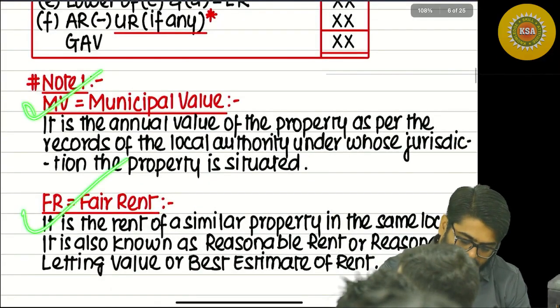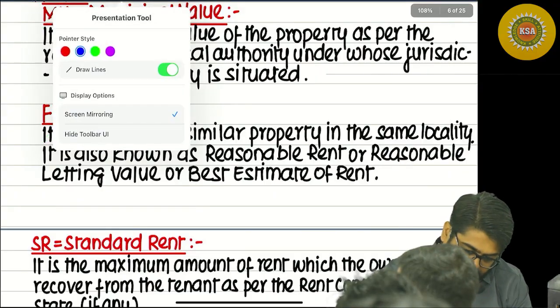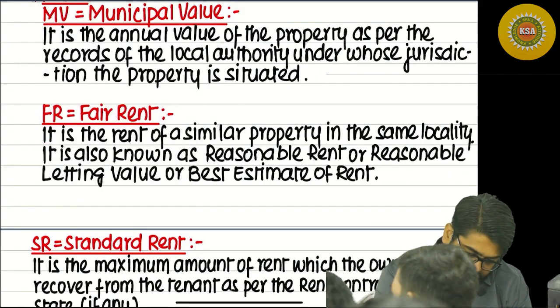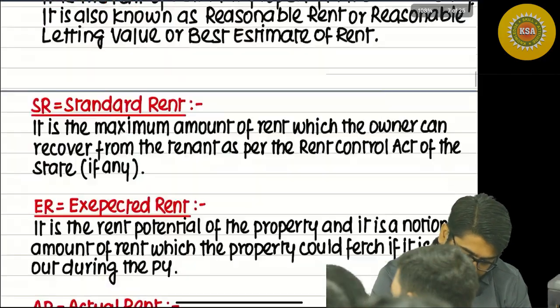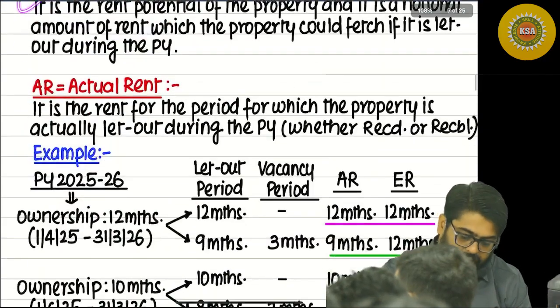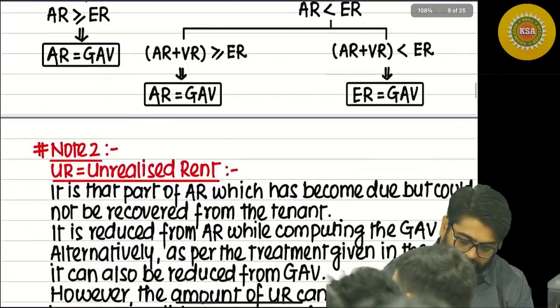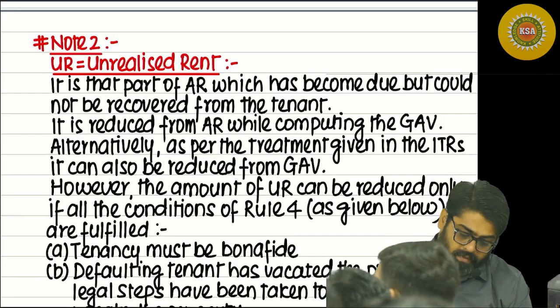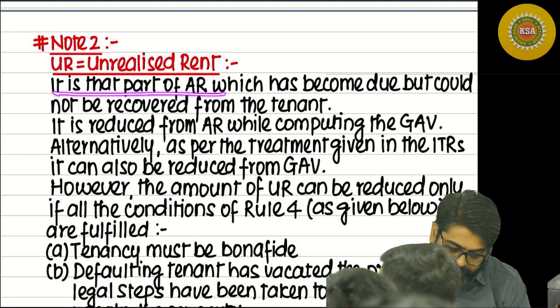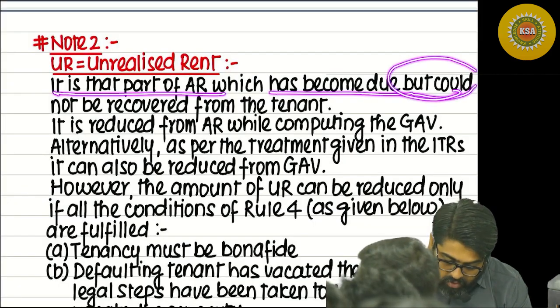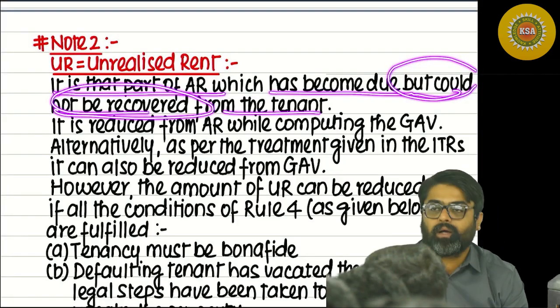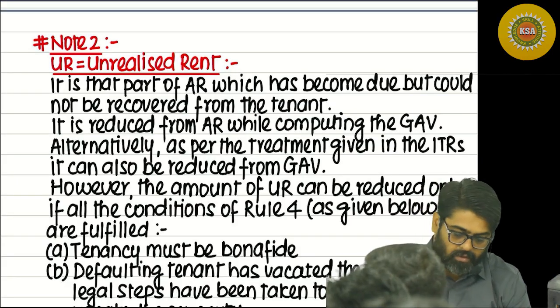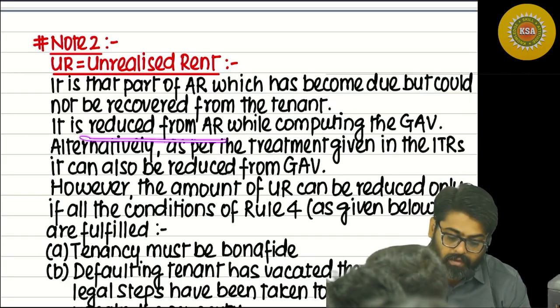Understanding or not? All these things, what is municipal value, what is fair rent, what is standard rent, what is expected rent, what is actual rent, everything is given here. Okay? Now what is the meaning of unrealized rent? Did I tell you? It is that part of the rent which has become due but could not be recovered from the tenant, also known as bad debt. Okay? It is reduced from actual rent while computing the GAV.